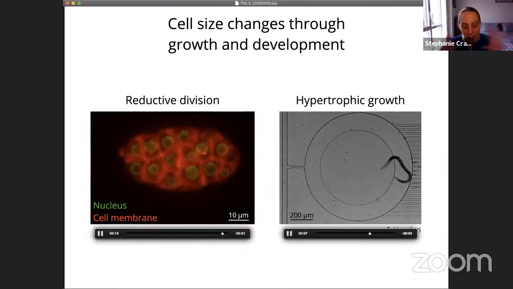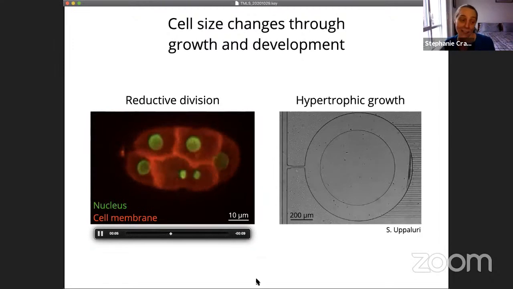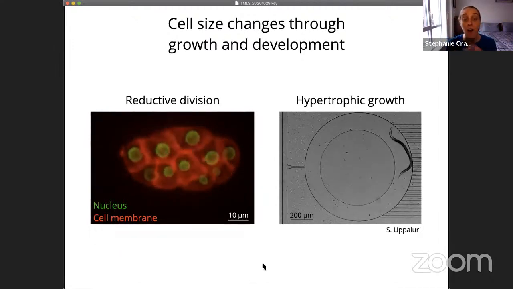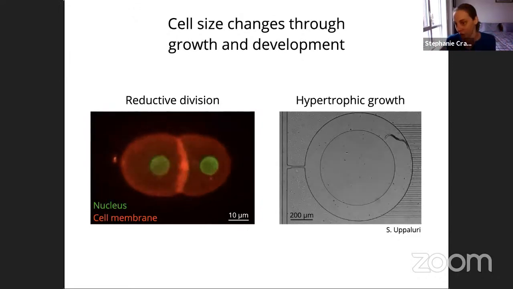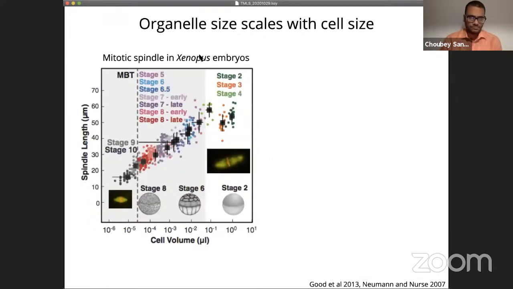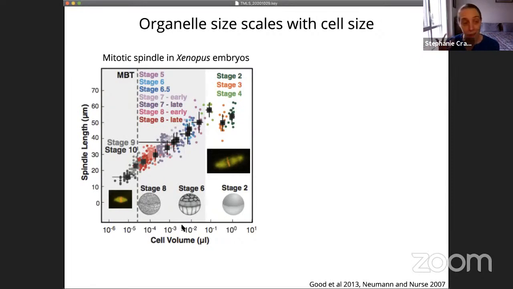And so this gives us a really interesting system to look at structures, organelles. Here you can see the nucleus, which is also decreasing in size as the embryo divides, of how cells can coordinate the size of themselves with their internal structures. Organelle size scaling is a very popular field, and other people have studied it for a while. Two of the best understood systems are the mitotic spindle, and here is an example from Matthew Good in Xenopus embryos, where the spindle is really large in large cells. And then as the cells divide and get smaller, the spindle lengths get smaller.